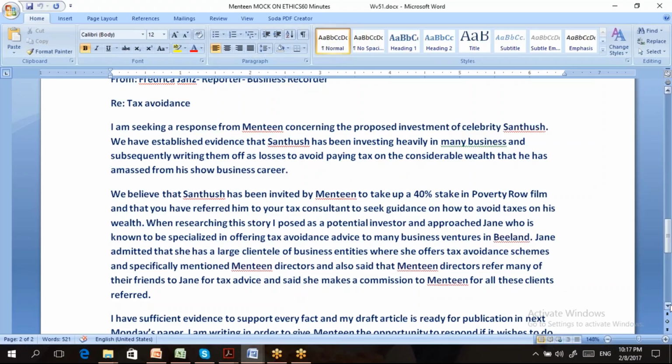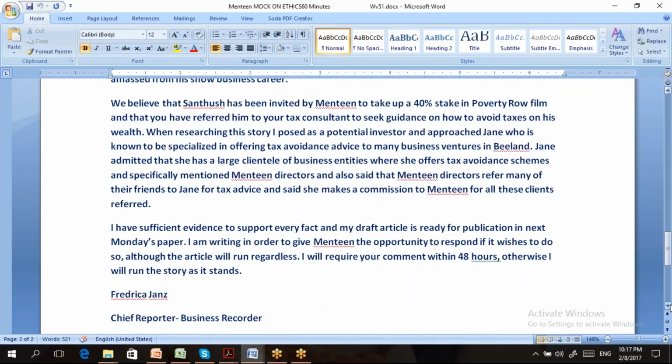So this lady pretended to be an investor and had a chat with Jain, and Jain would have been really boosted up. And Jain, in an outspoken way, said, "Maintain people are, I provide tax advice for Maintain people. They send their people, and I give them a commission also," most likely to promote herself. That's what they did. But this being a journalist, she would have recorded everything. Sufficient evidence to support every fact, and my draft article is ready for publication in next Monday's paper.